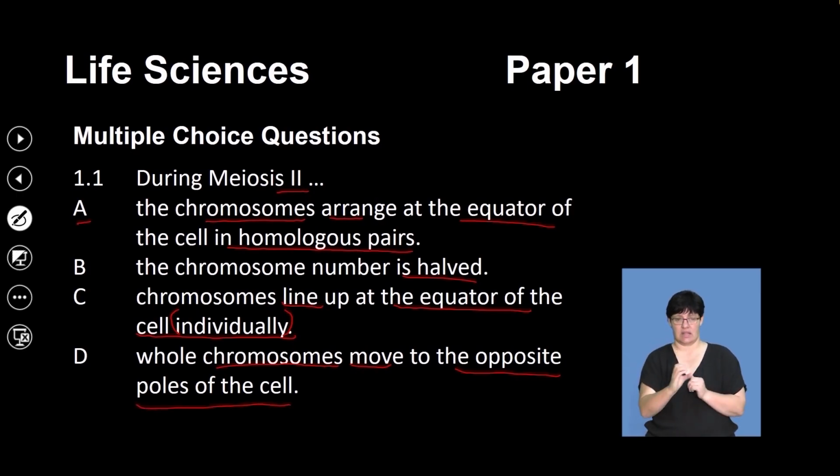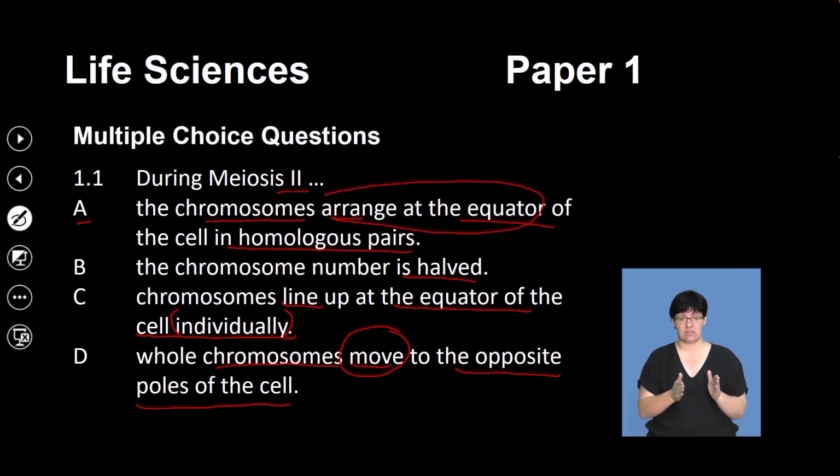So there's some key words here, move, okay, which I often use as what we call recognition signals to help me remember what it is. Arrangement at the equator, so that should give you a key to a phase. Chromosome number is halved. That should help you to recognize a feature of that phase.